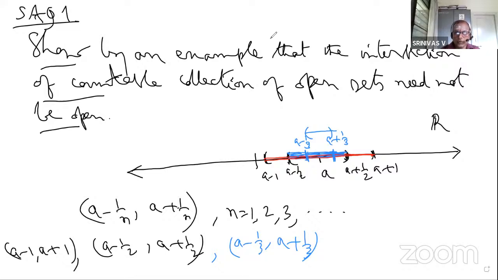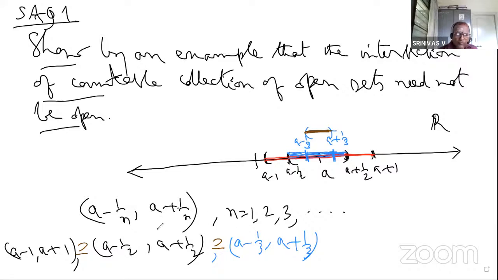This is a minus 1/3 to a plus 1/3. This small interval is contained in this blue interval, and the blue interval is contained in the red interval. So what is the intersection of these three intervals? It is the smallest interval, this a minus 1/3 to a plus 1/3. The intersection of all these three is the small one.